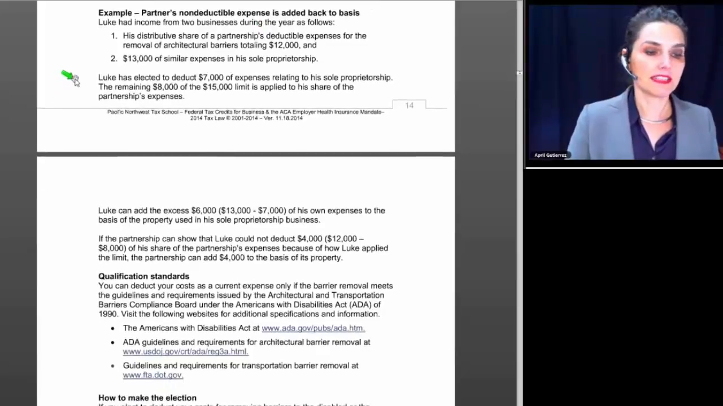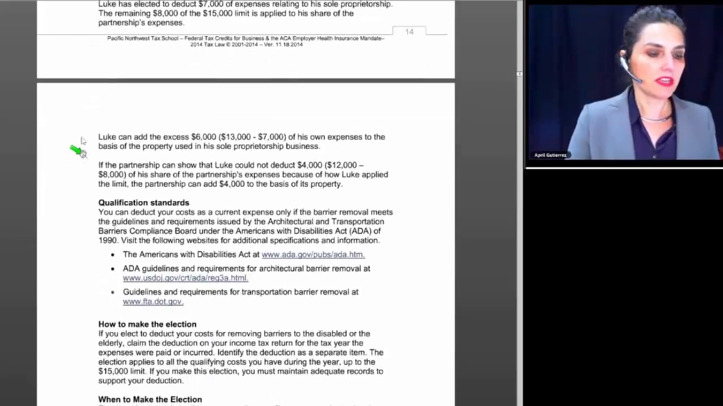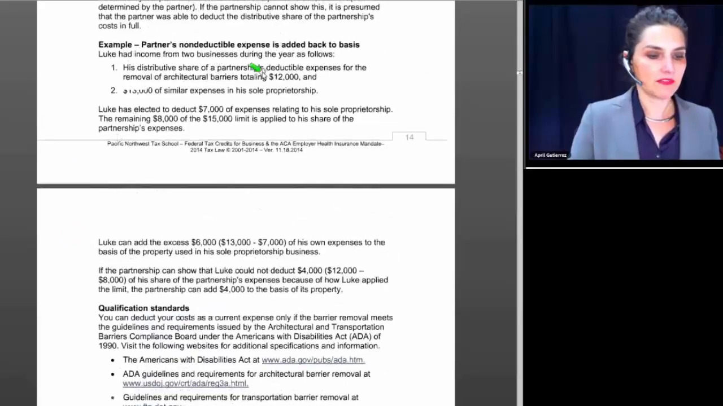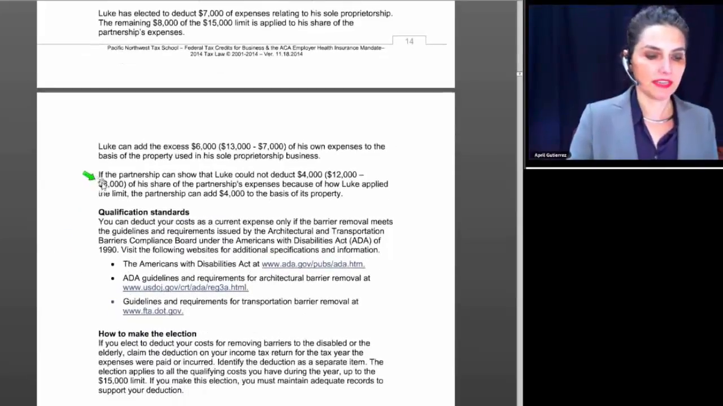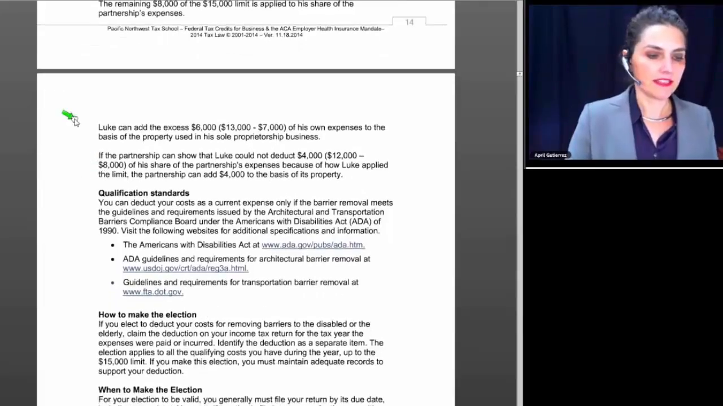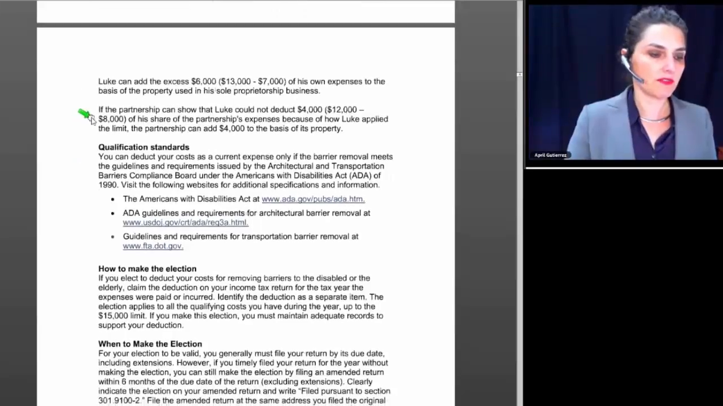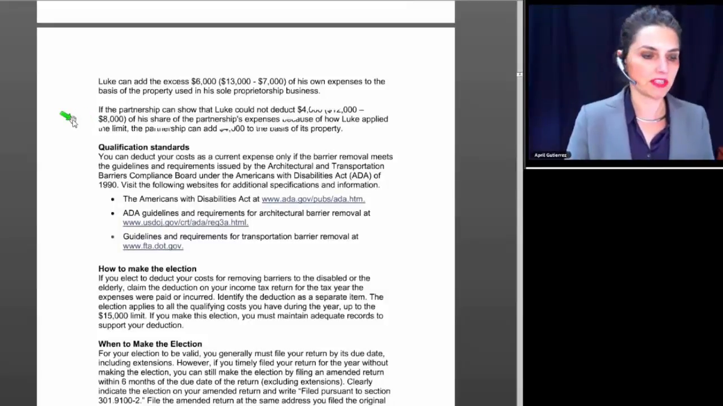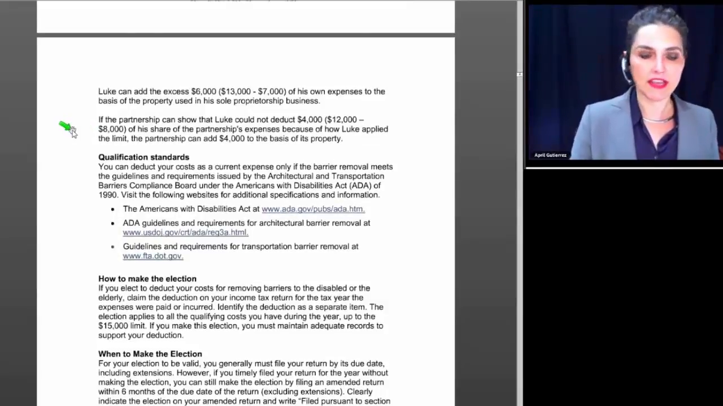Luke has elected to deduct $7,000 of expenses relating to his sole proprietorship, and the remaining $8,000 of the $15,000 limit is applied to his share of the partnership expenses. So Luke can add the excess $6,000, because up here the total is 12 coming through the partnership, but he's only going to be claiming 6. So Luke can add the excess 6 of his own expenses to the basis of the property used in his sole proprietorship business. If the partnership can show that Luke cannot deduct $4,000, that's $12,000 minus the $8,000 he is claiming on the partnership, then the partnership can add that unused $4,000 back into the basis that the partnership has in its property.